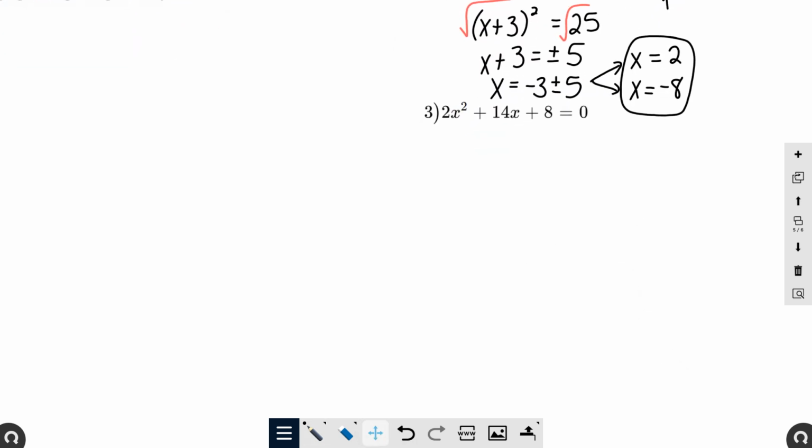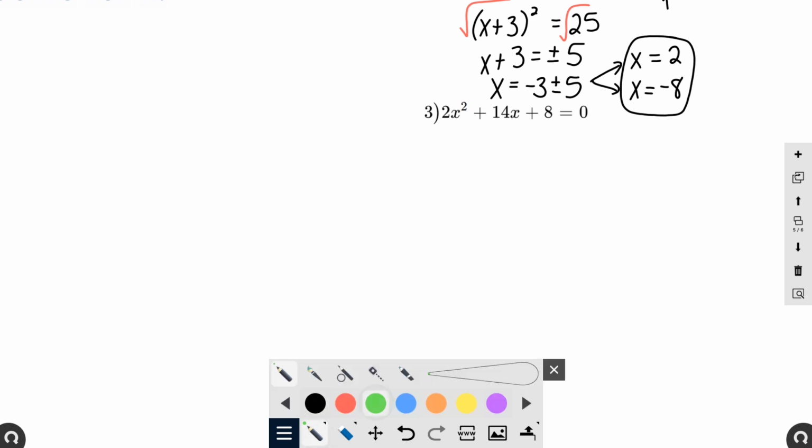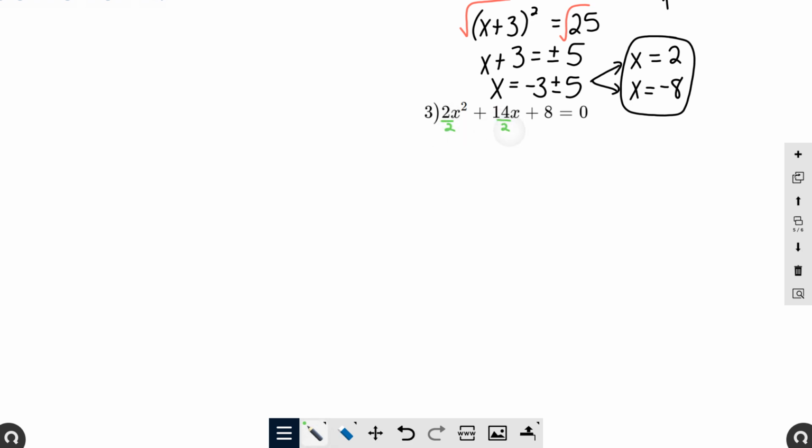All right, question 3. Let's do that one. 2x squared plus 14x plus 8 equals 0. Okay, so first thing, a must equal 1. So what do we need to do? Divide everything by 2. Now, if you divide one thing by 2, you have to divide everything, even what's after the equal sign. So make sure you show that everything is being divided by 2. So we get x squared plus 7x plus 4 equals 0.